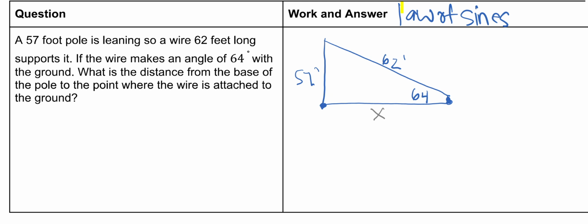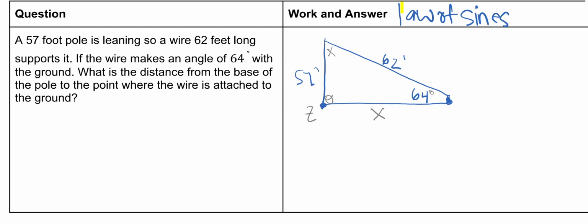So we notice when we look at this that I have the angle 64 degrees and the side across from it is 57, but I don't know any other angles. And so I can't solve for x because I don't know the angle x. And I have the 62 feet, but I don't know what this angle is. So we're going to start off by solving for this angle. And just for this purpose, I'm going to call this z, okay?